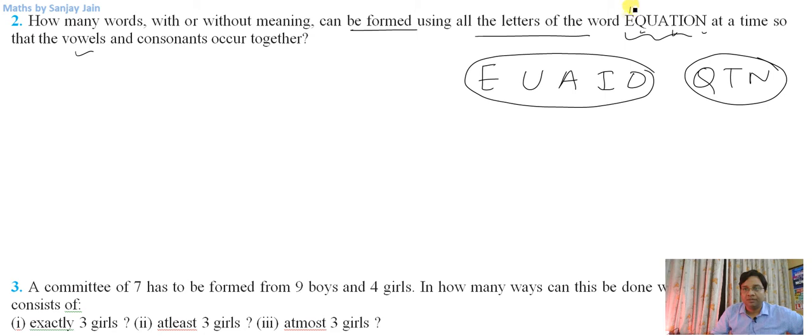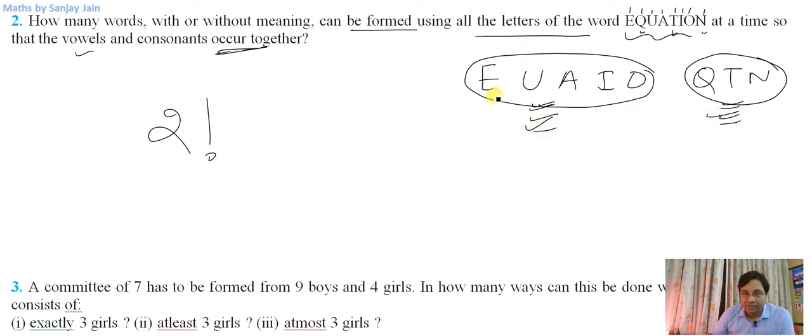So there should be 8 letters in total, right? 1, 2, 3, 4, 5, 6, 7, 8. So yes, it is confirmed that I have got 5 vowels and 3 consonants. These I have tied together, and these I have tied together because these have to stay together. So now I have got basically 2 units, which can be arranged in 2 factorial ways, right? I will treat this as one unit, this as one unit. So these can be arranged in 2 factorial ways.